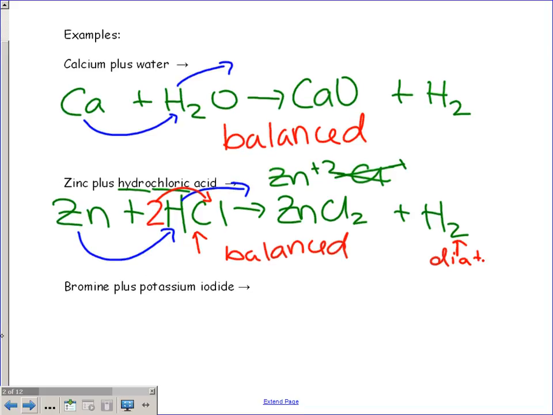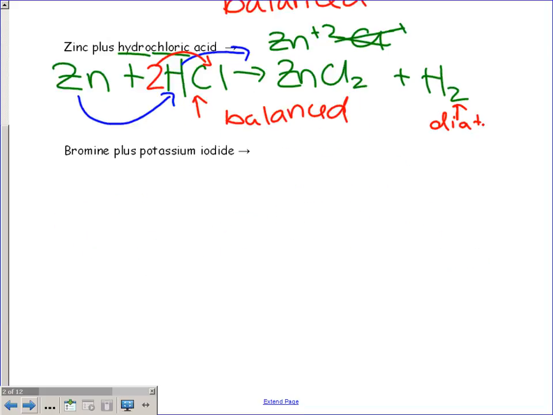All right, last problem. Bromine plus potassium iodide. Now, if we remember, bromine is special because it's a diatomic element. It's easy to remember if you have the 7 diatomic elements clearly marked on your periodic table. I'm going to add this to potassium iodide. Potassium, which has a +1 charge, and iodine, which has a -1 charge, is going to form KI.